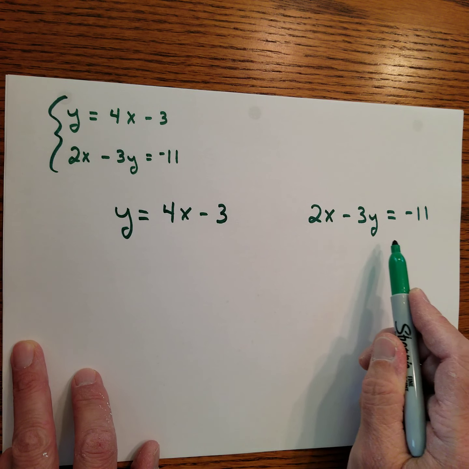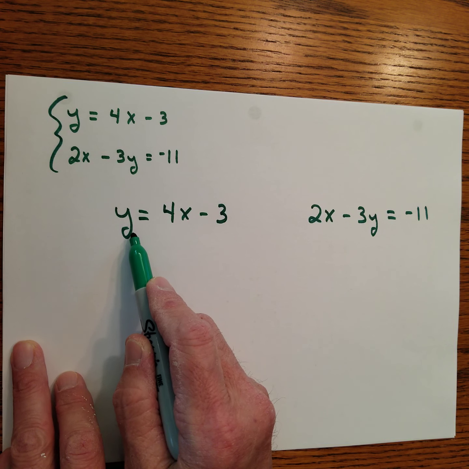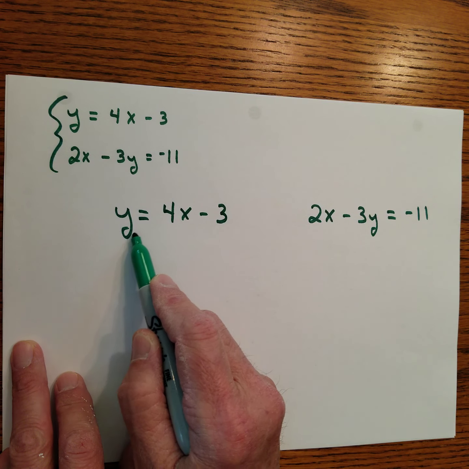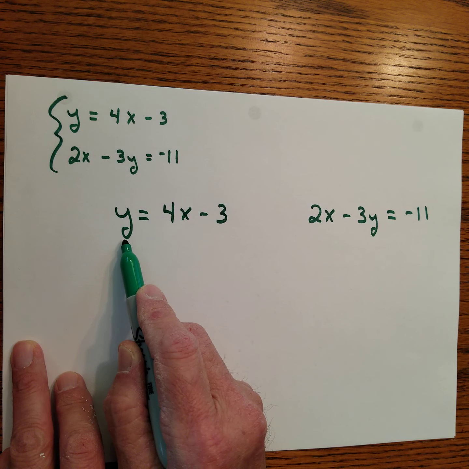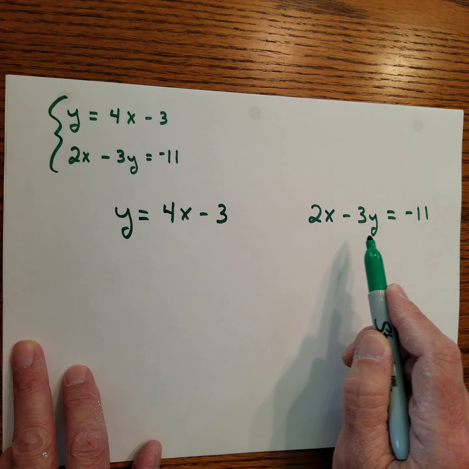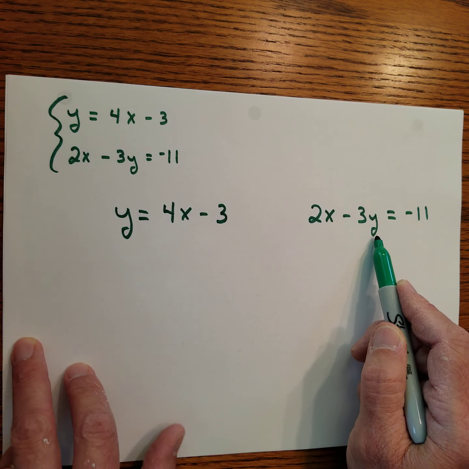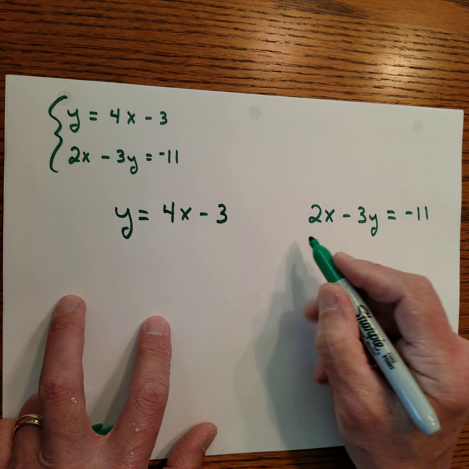Now look at the variables. There's a y, there's an x, there's an x, there's a y, but this is the variable I want to focus on because it's all by itself. If that variable is alone, then that's where I want to make my substitution back here. If y is by itself here, we'll substitute for y here. How do I do that?